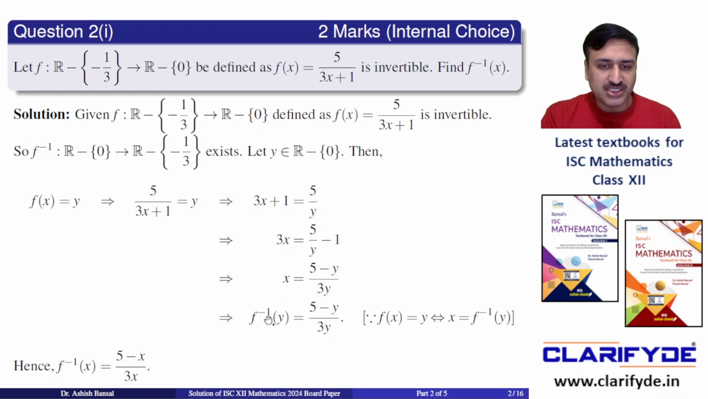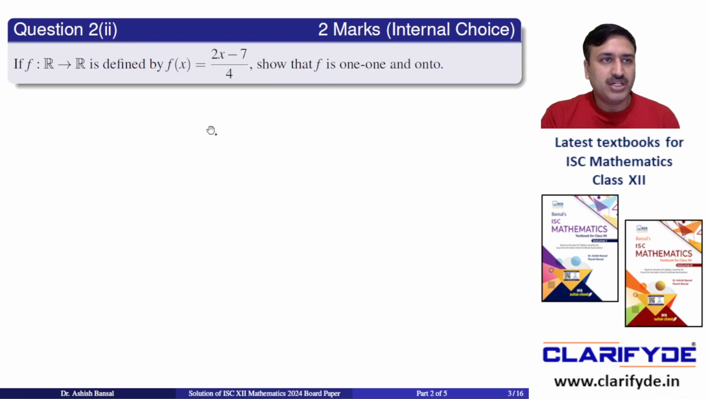Now I can replace this x by f inverse of y because by definition f(x) = y if and only if x = f inverse of y, if f is invertible. Hence f inverse of x is equal to (5 - x)/(3x). Moving to the second part, we are given a function f from R to R defined by f(x) = (2x - 7)/4. We have to show that f is 1-1 and onto.